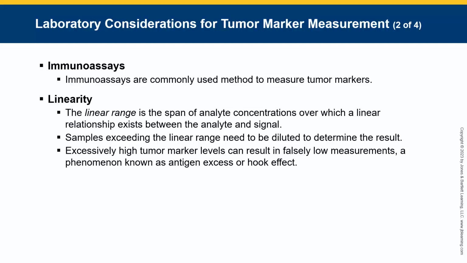Excessively high tumor marker levels can result in falsely low measurements, a phenomenon known as antigen excess or the hook effect. So if there's too much of it there, sometimes the antibody can't interact with that much. There isn't a good antibody to antigen ratio. So you get falsely decreased levels.